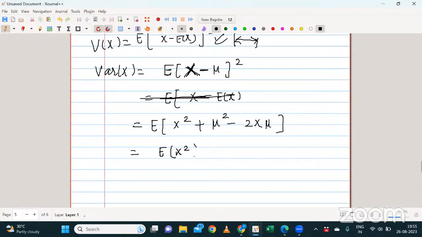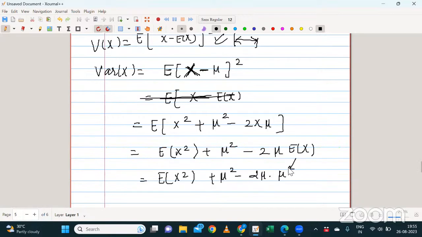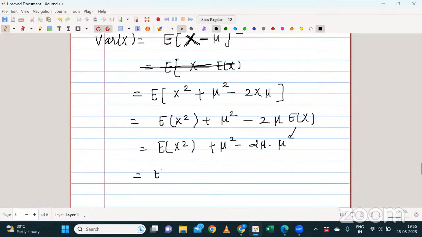So it will be expected value of x square plus mu square, because expected value of a constant is the same, right? Minus 2 mu expected value of x. So expected value of x square plus mu square minus 2 mu times expected value of x. And what is the expected value of x? The mu, right? So it will be expected value of x square plus mu square minus 2 mu square.